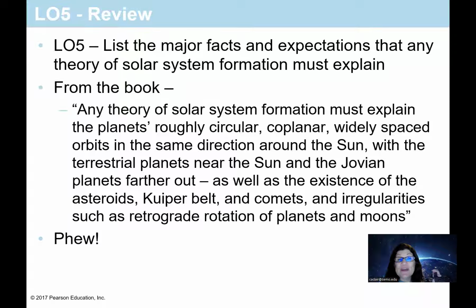It basically means if we come up with a theory on how planets and planetary systems are formed, it has to actually match what we see. Because we have a system that has planets in roughly circular orbits that are coplanar, widely spaced, in the same direction around the sun, with the terrestrial planets being close and the Jovian planets farther out, with asteroids, a Kuiper belt, comets, and some irregularities such as retrograde motions of planets and moons. That's what we have. So any theory that we come up with has to account for all that stuff.